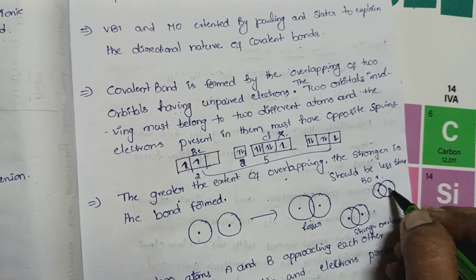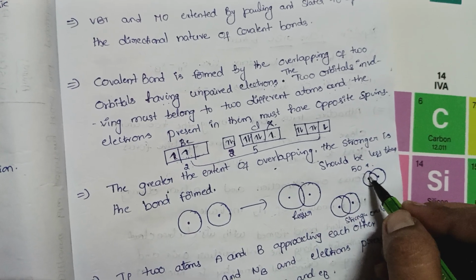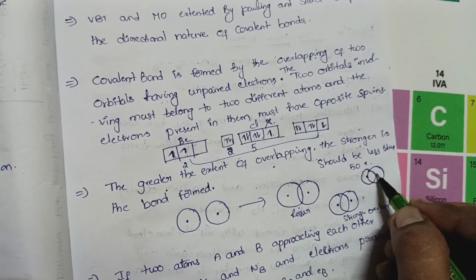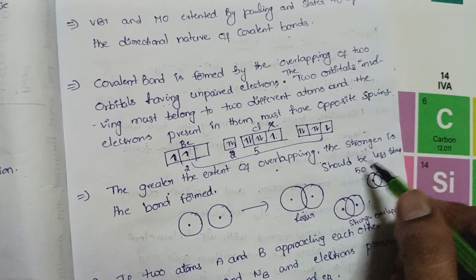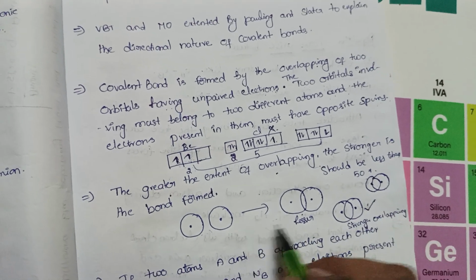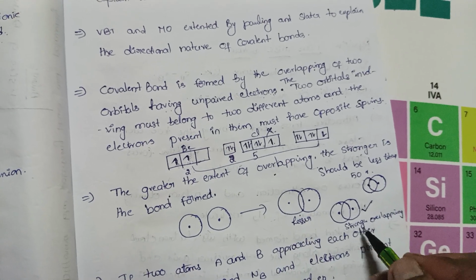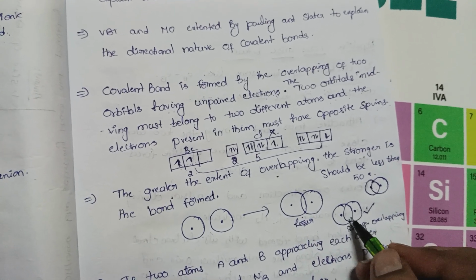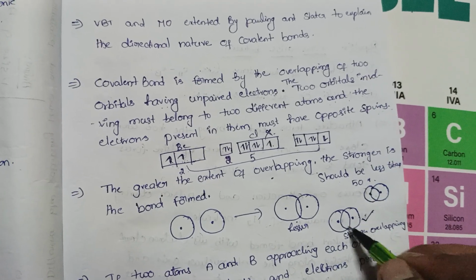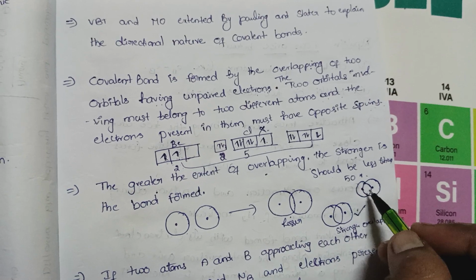If it is more than 50%, both atoms come near to each other's nucleus, right? This one came towards the nucleus, and this also went near to the nucleus, so the overlapping should be less than 50%. If overlapping is lesser, a weaker bond is formed. If the overlapping is greater, the bond is stronger. If more than 50% overlap is formed, that is not valid.